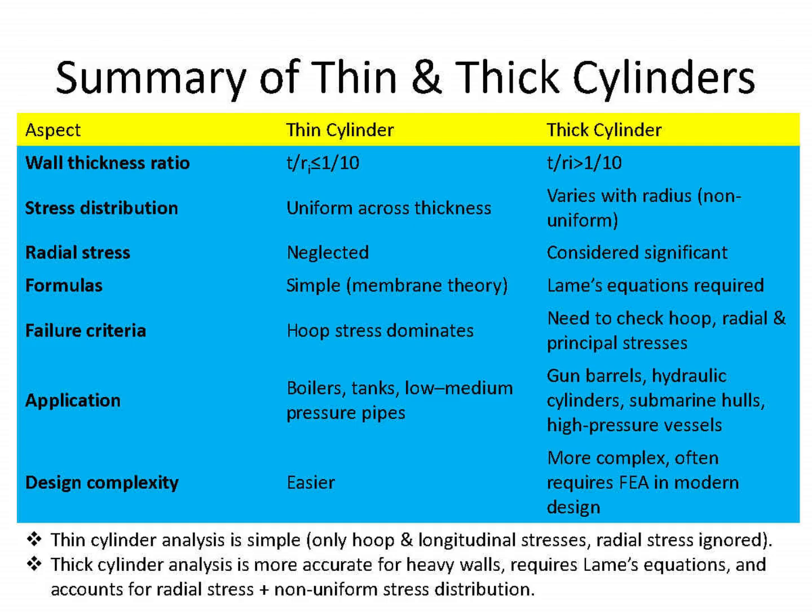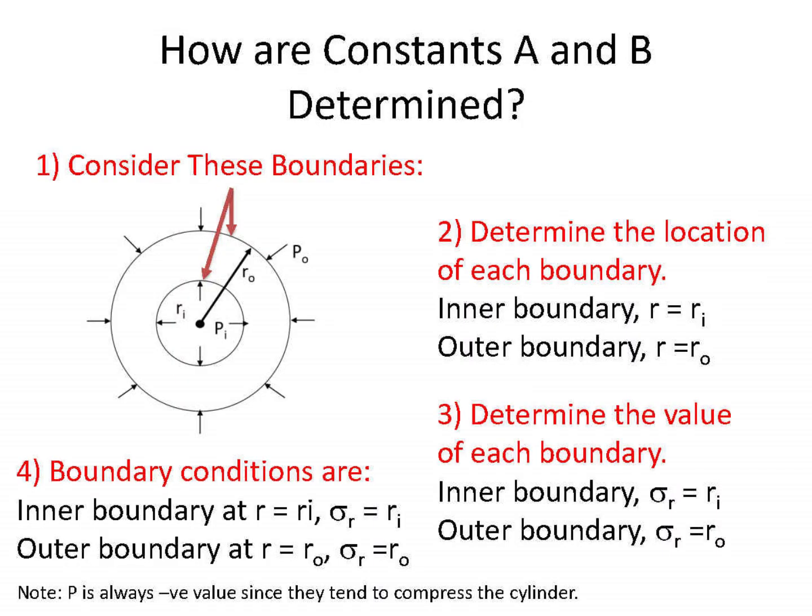Slide 13. Determination of constants A and B. To apply Lame's equations, we must determine two constants called A and B. This is done by applying boundary conditions at the inner and outer surfaces of the cylinder. First, we identify the inner and outer radii.